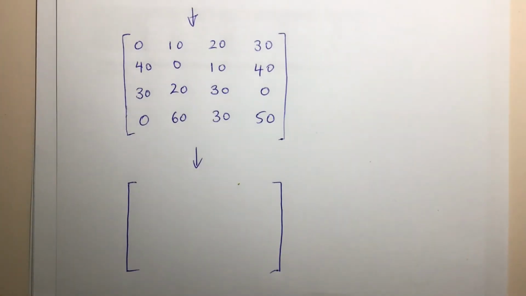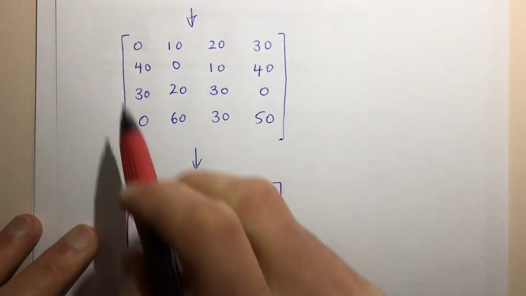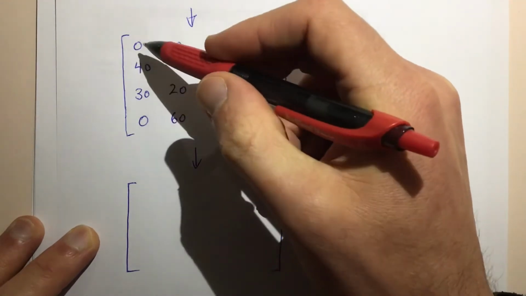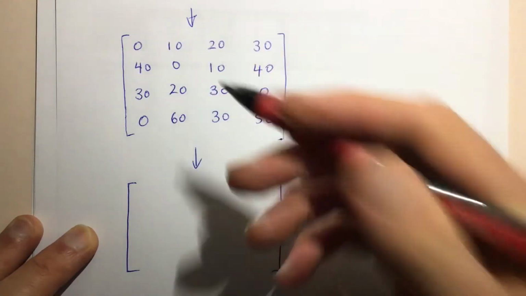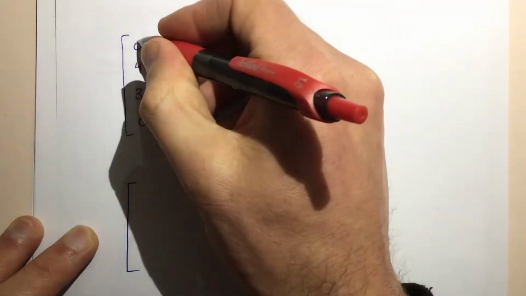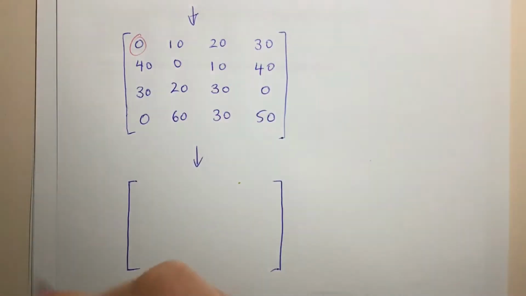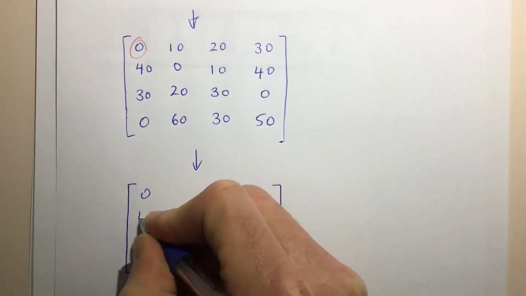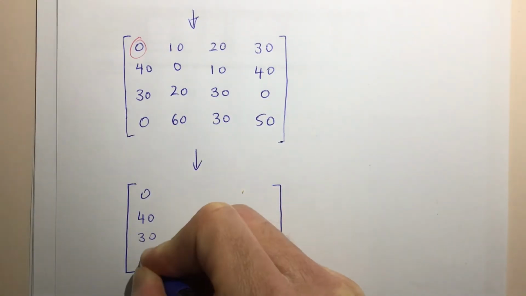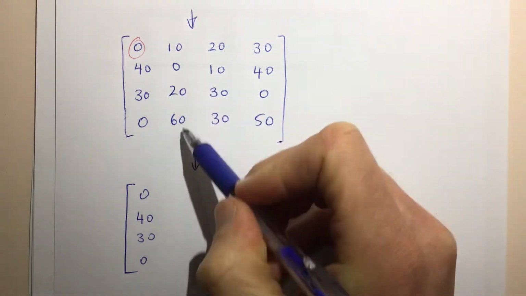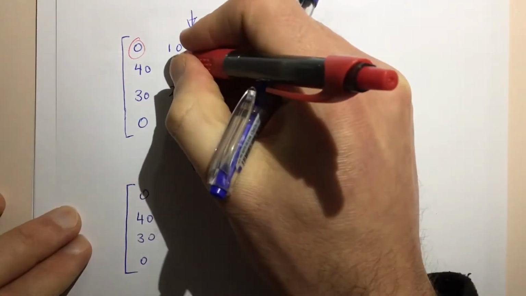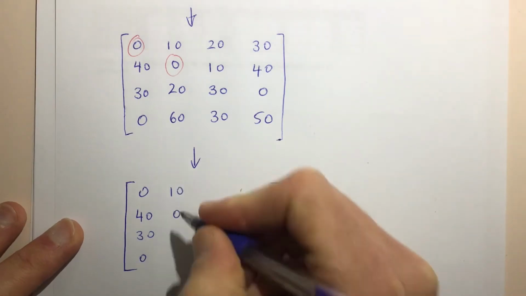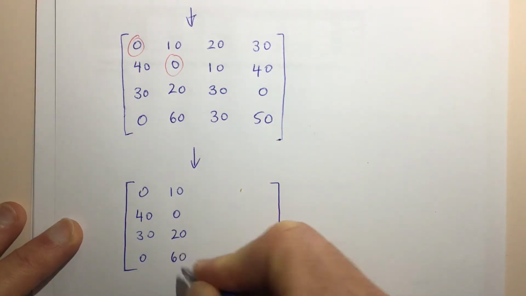What you'll notice is that in some of the columns, because of what we did in row reduction, you're already going to have a 0. So in the columns that already have a 0, nothing's going to happen, because if I go to this first column and subtract 0 from each number, subtracting 0 doesn't change the number. So for the first column, I'm still going to have 0, 40, 30, and 0. For the second column, again, the smallest number is 0, so subtracting 0 doesn't do anything, and I get 10, 0, 20, and 60.